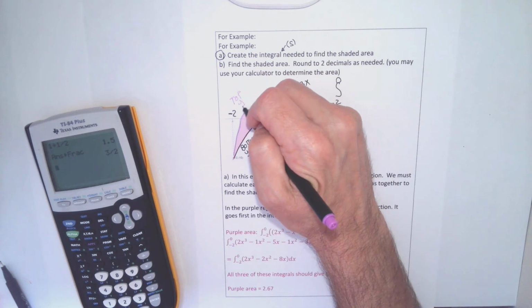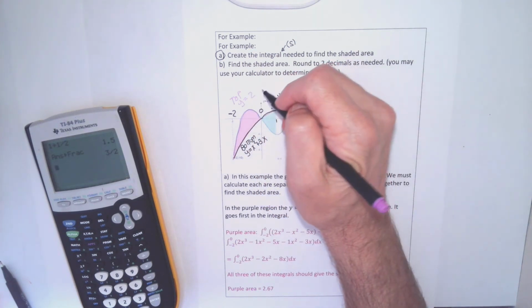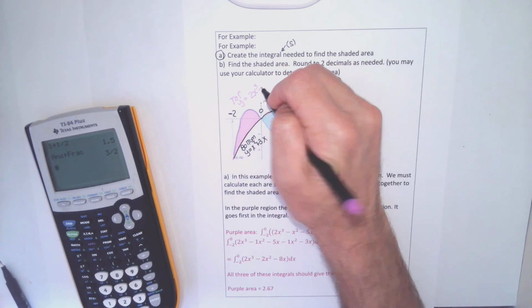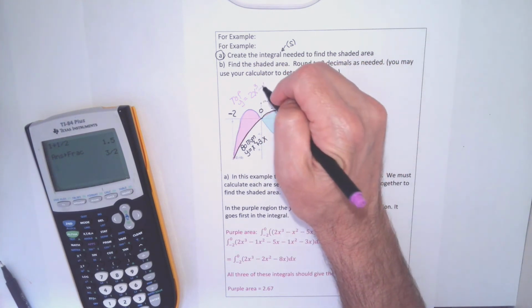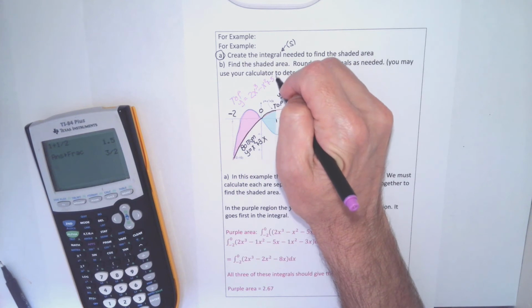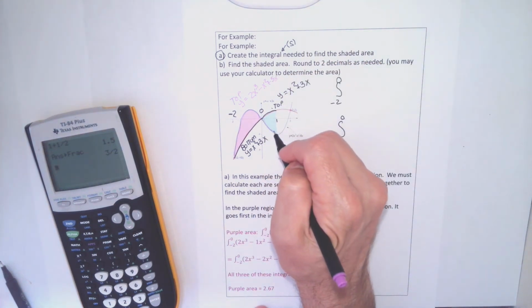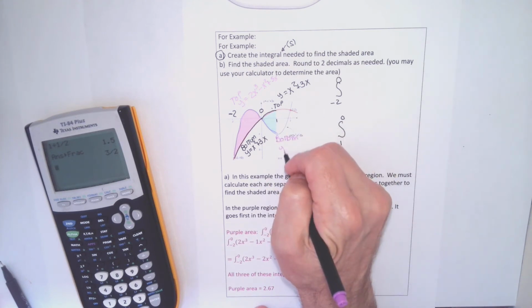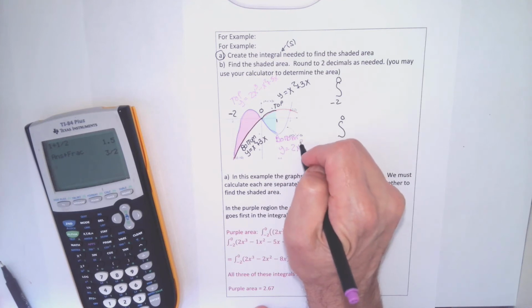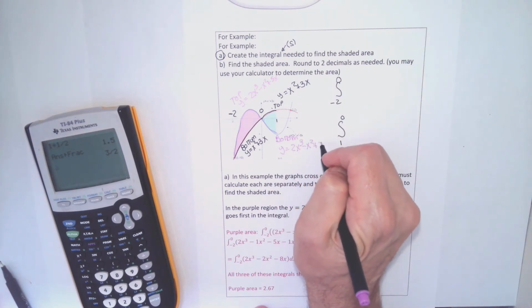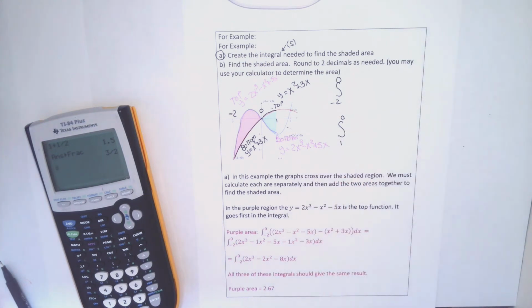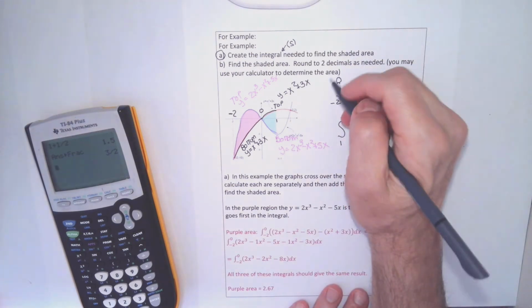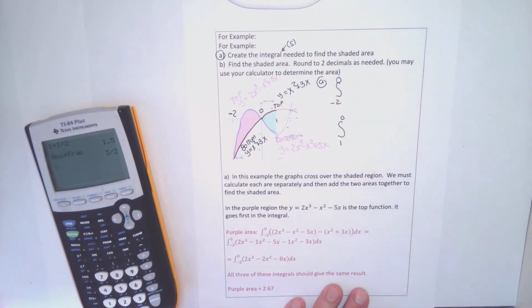That function is y equals 2x cubed minus x squared plus 5x. And then in the second region, it flip-flops and becomes the bottom. So this y equals 2x cubed minus x squared plus 5x is either a top or a bottom depending on what region you're integrating. So let me do part A. For part A, I'm going to need two separate integrals to get the area because the functions flip-flop.